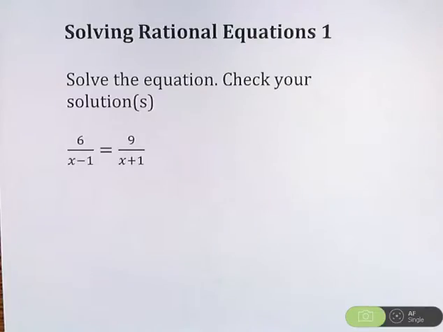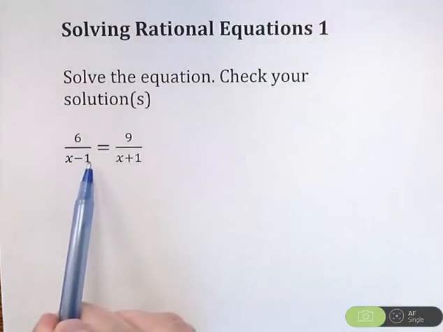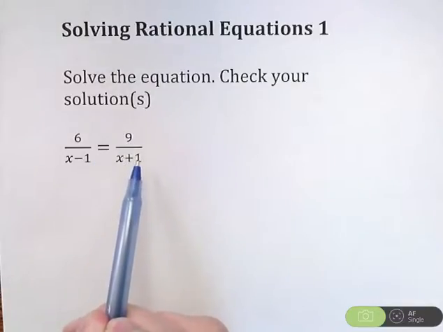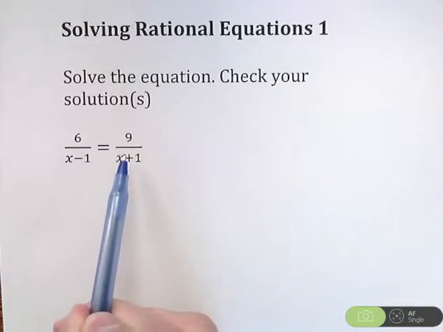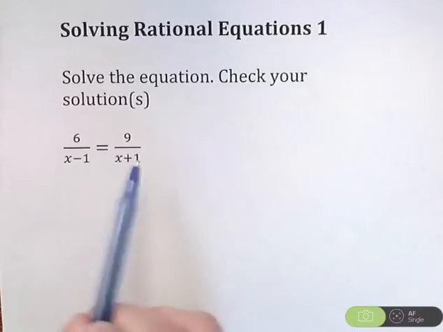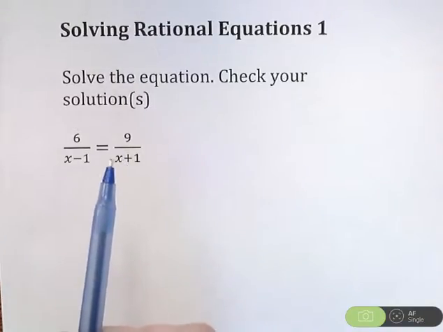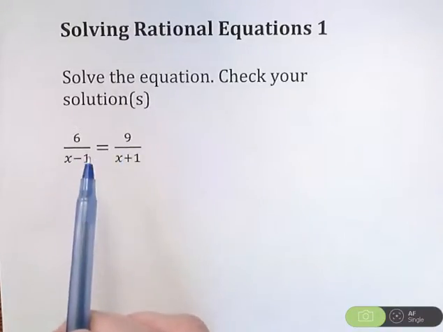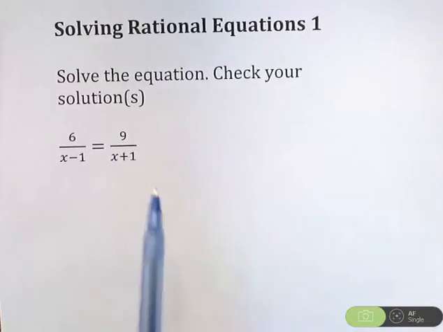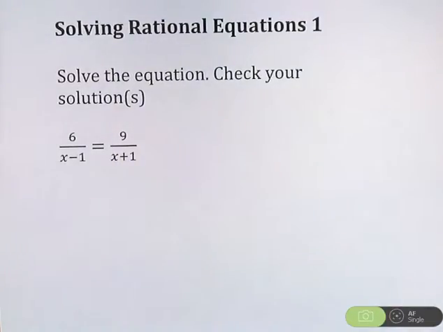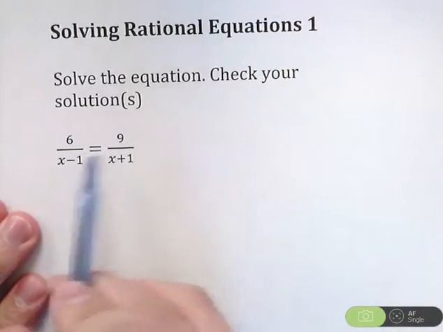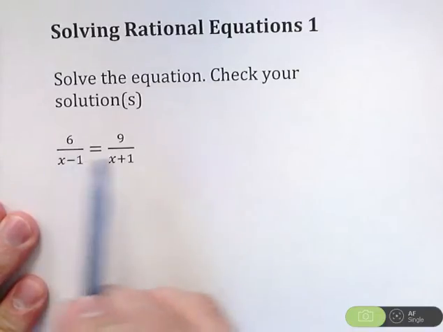So looking at this problem, we have 6 divided by x minus 1 equals 9 divided by x plus 1. Now, here's what I tell students. I said, well, what's the most difficult part about this problem? The most difficult part is the actual fractions. Most students don't want to deal with fractions. So let's make that our goal. Let's see if we can eliminate these fractions, and then let's see if we can solve with what's left over from that.